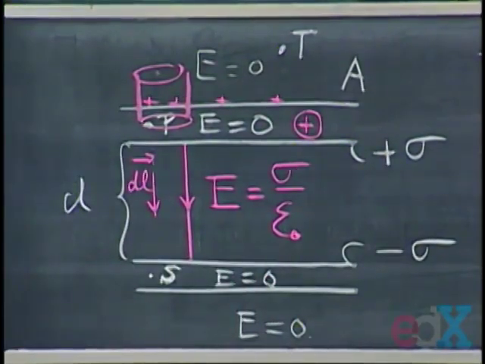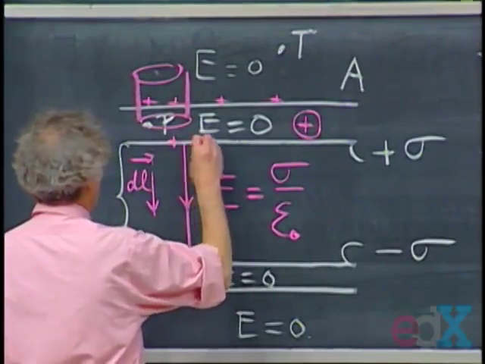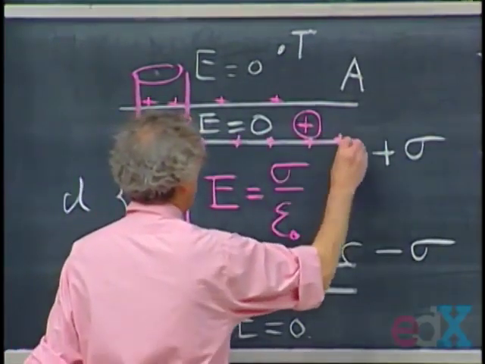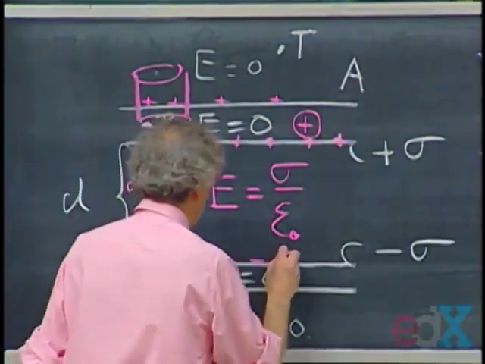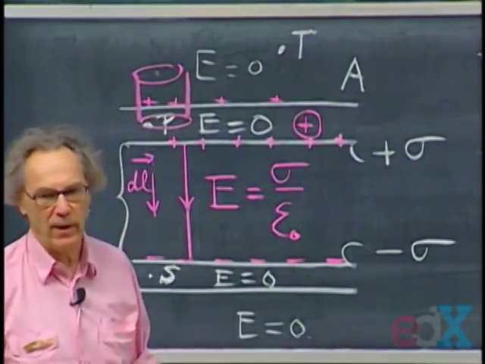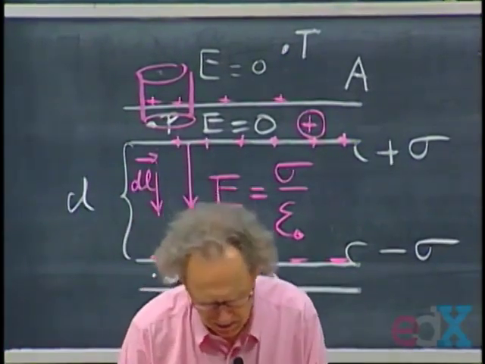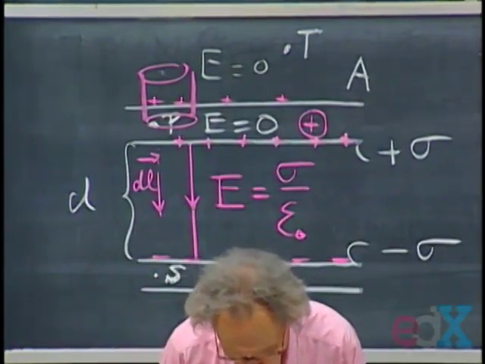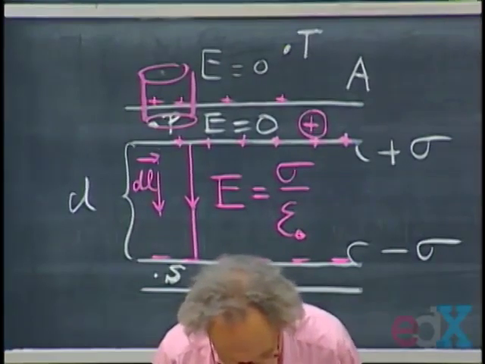And so there's only one solution. Nature puts all the positive charge right here at the bottom of this plate, and the negative charge right there at the top of that plate. That's the only solution in this case. Charge cannot be anywhere else.